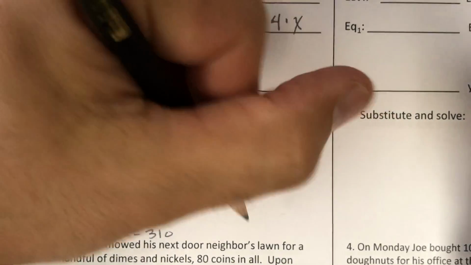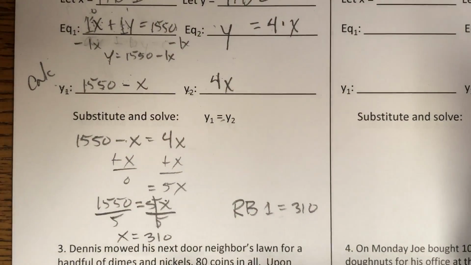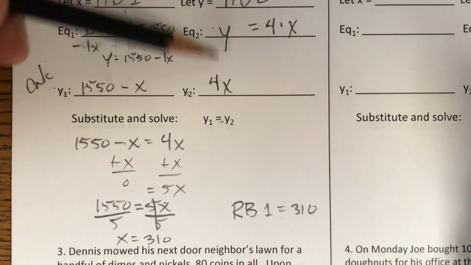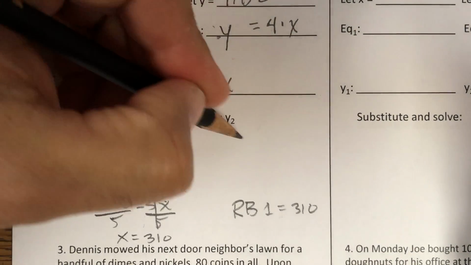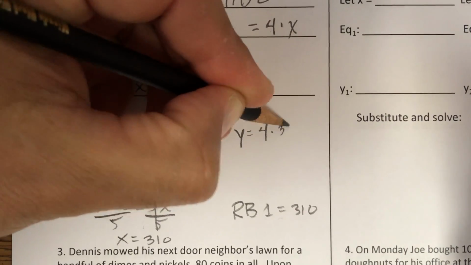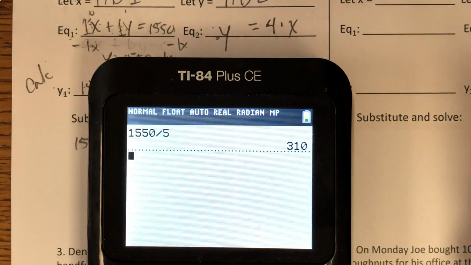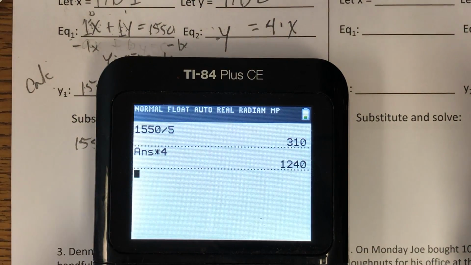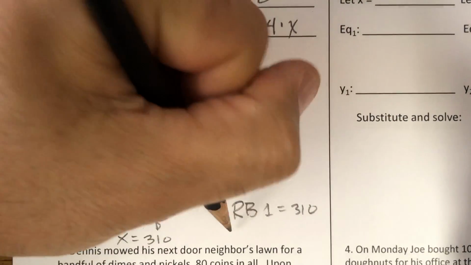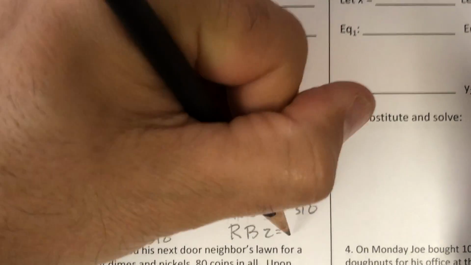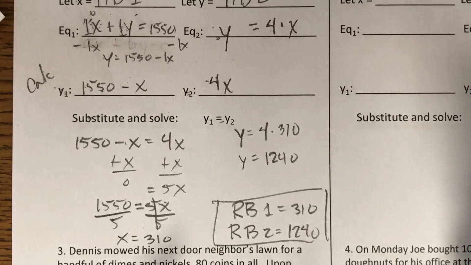So running back 1 equals 310 yards. And to figure out running back 2, I'm going to take this number and put it back into this equation. So y equals 4 times 310, and y equals, again, trusty calculator, times 4, 1,240. So now I know that running back 2 had 1,240 yards. And that is the answer that we're looking for.